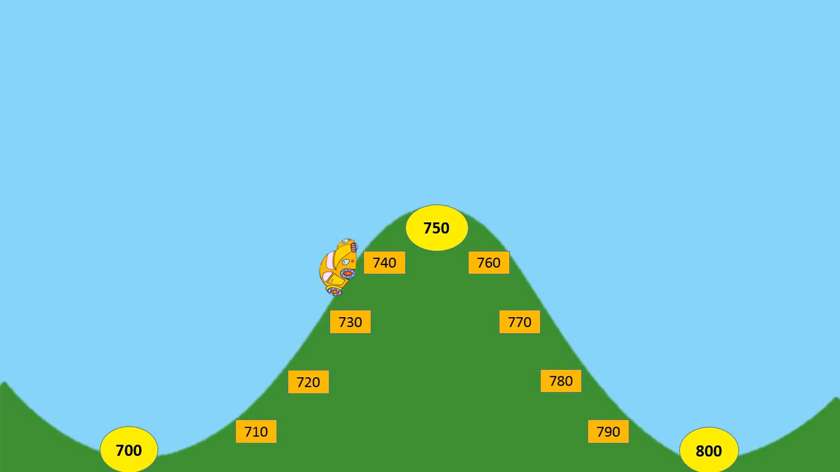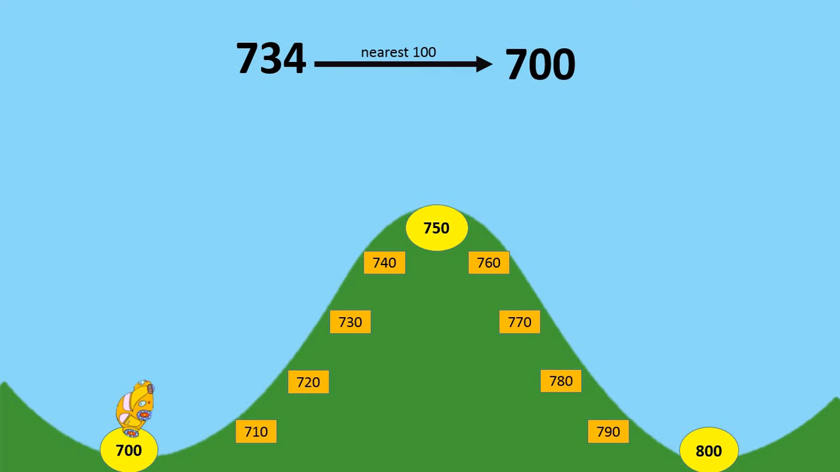And since it is on the left side of the hill, it will roll to the left valley at number 700. So we can say that on rounding off 734 to the nearest 100, we get 700.